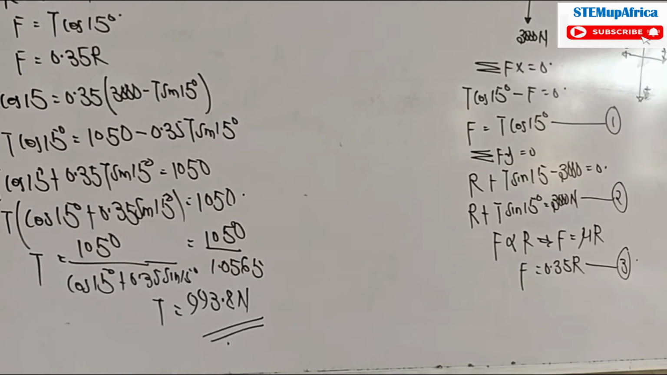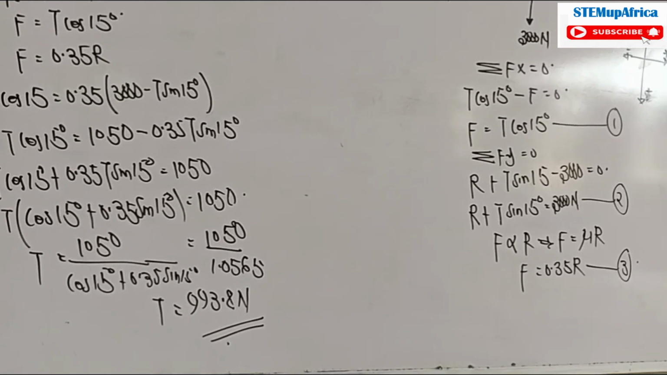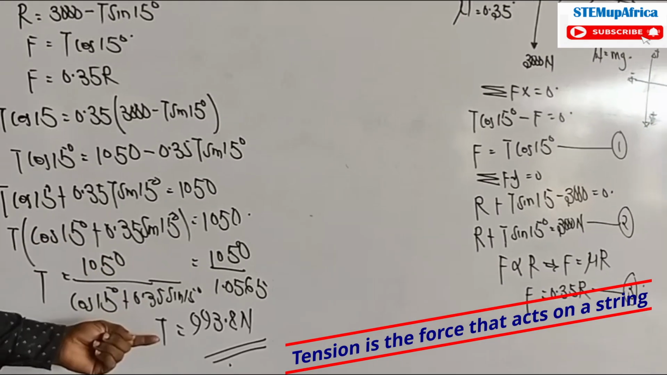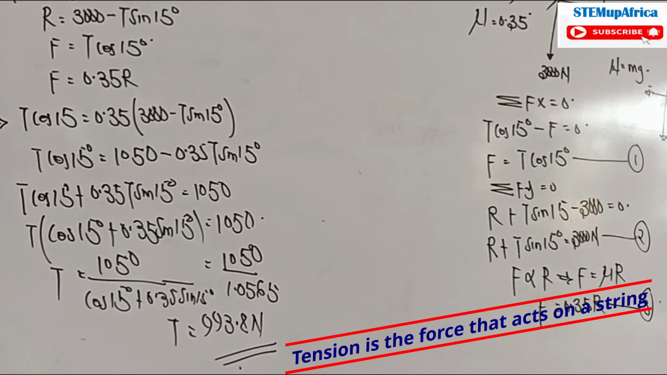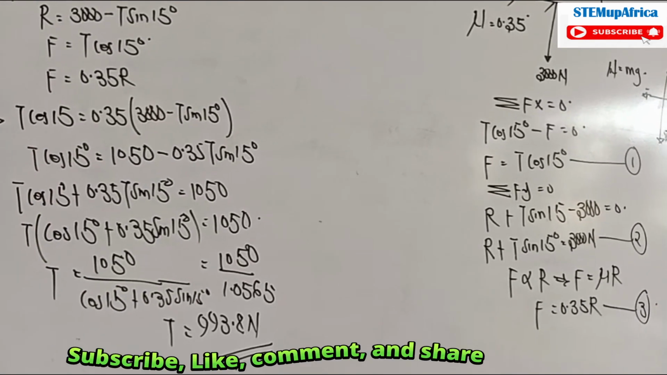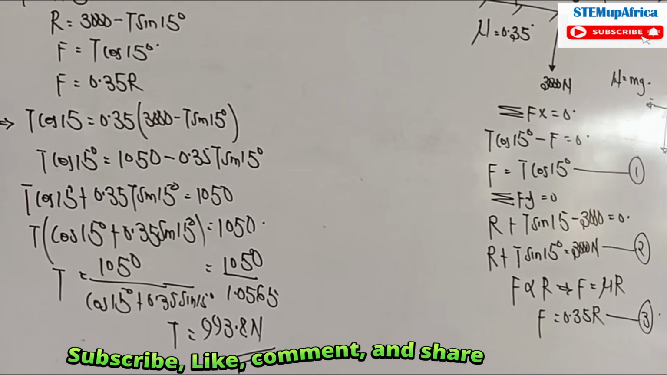So force is always measured in Newton, and the force that acts on a rope or a string is called tension. So instead of writing force, that's why I represented it with tension. By definition, tension is the force that acts on the string. So this is how to resolve friction when the body is being pulled at an angle inclined to the horizontal.